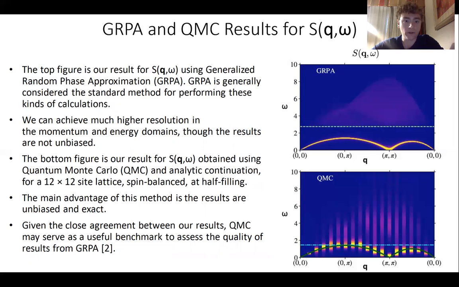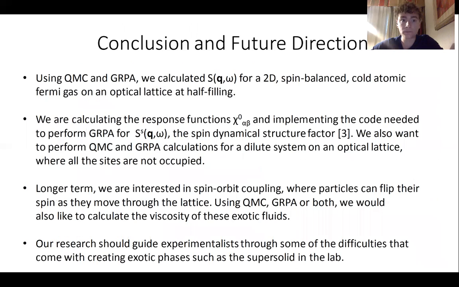So the bottom figure is a result for the dynamical structure factor obtained using quantum Monte Carlo, and we also have to do analytic continuation. And we can only do, stretching it, about a 12 by 12 lattice. So given the close agreement between our results, QMC may serve as a useful benchmark to assess the quality of results from GRPA. That's what we're hoping.